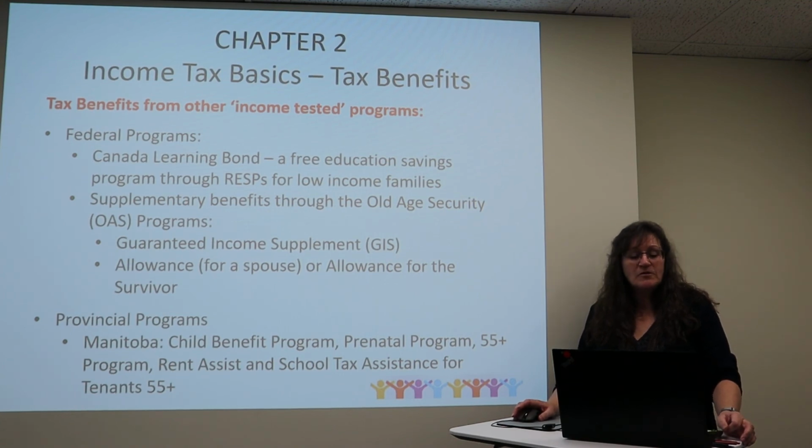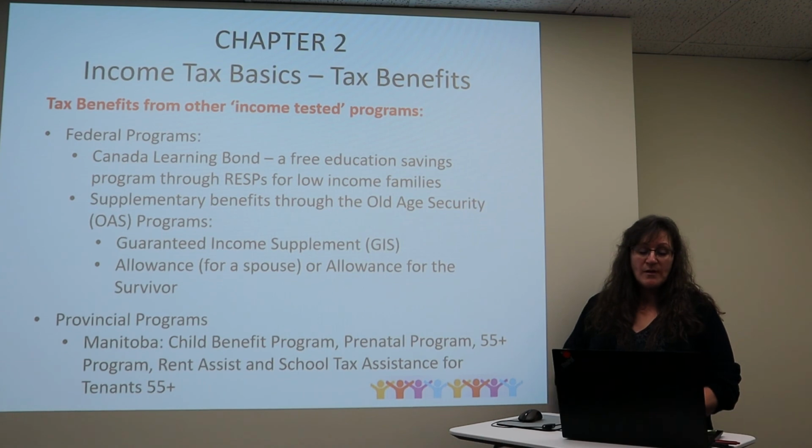But there are other supplementary benefit programs for seniors in particular, through the Old Age Security Plan, which include the Guaranteed Income Supplement Program, the allowance for a spouse or the allowance for a survivor for individuals who are between 60 and 64 or over 65, depending on the program. If the tax returns have not been filed, then any continuation of benefits for those programs will also cease until the tax returns are filed.